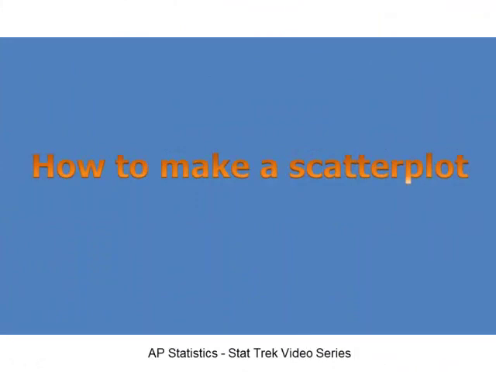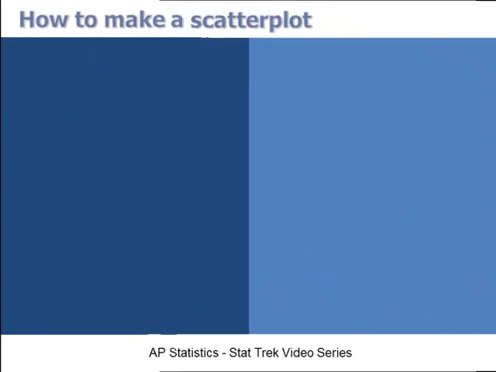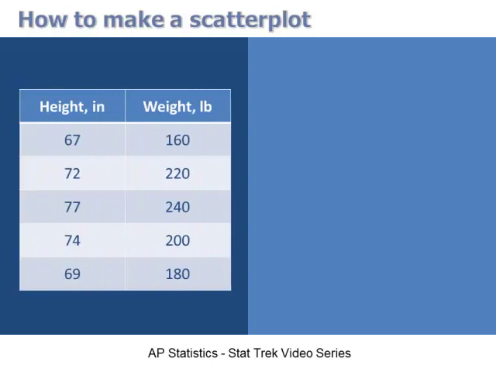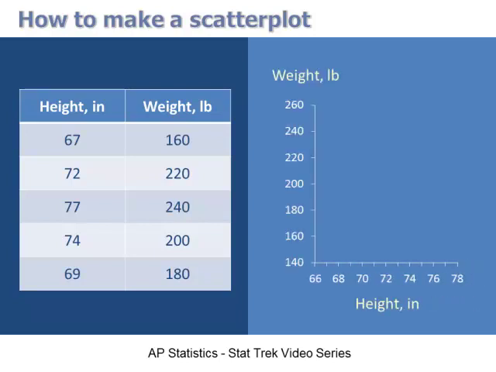Let's work through an example to show how to create a scatter plot from raw bivariate data. First, we need some bivariate data. So here is a table showing the height and weight of 5 starters on a high school basketball team. Let's display this data in a scatter plot. We'll measure the height on the x-axis and weight on the y-axis. Then we represent each player by a dot on the scatter plot.